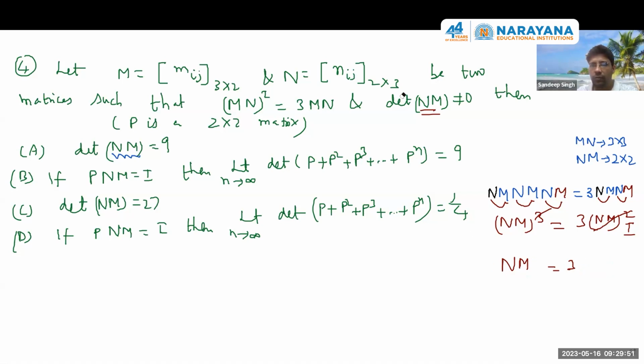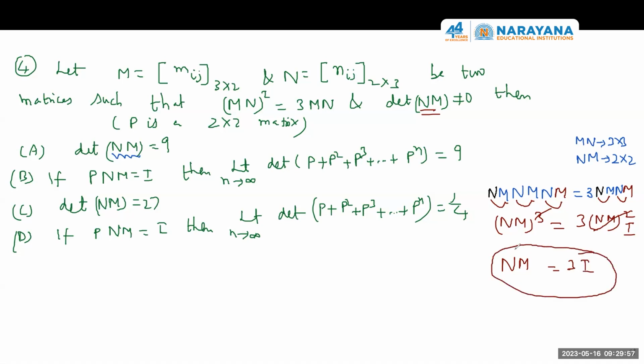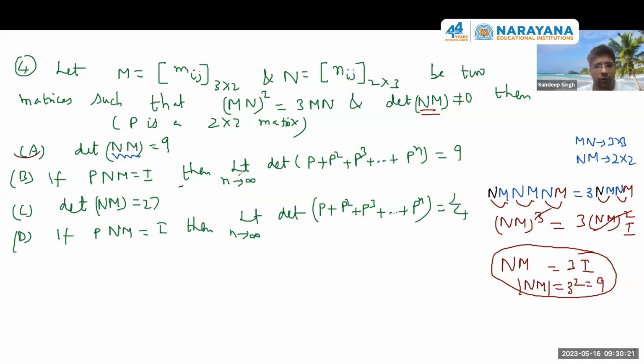I believe this is understood by all. So NM is 3I. Now what is the determinant value of this? 9. What is the order of I? 2. So order of I is 2 by 2 only. Correct. So NM determinant will be 3 power 2, which is 9. So the A part is correct. The rest will automatically follow.